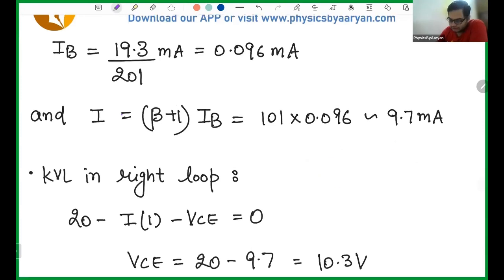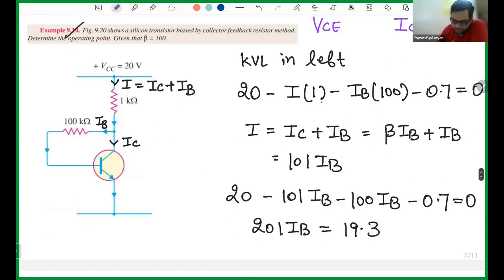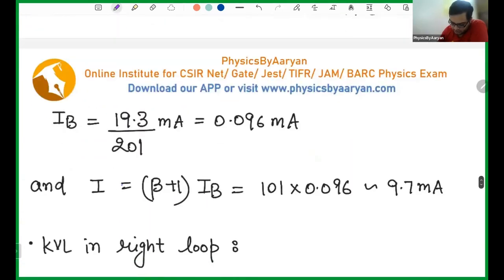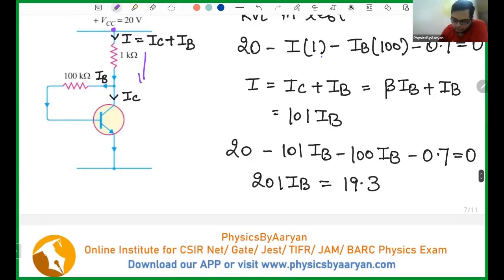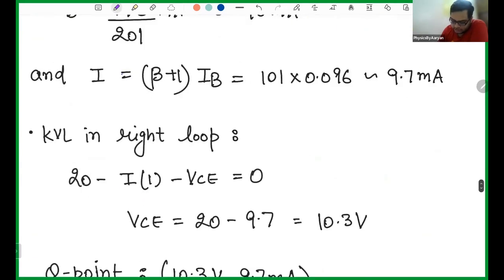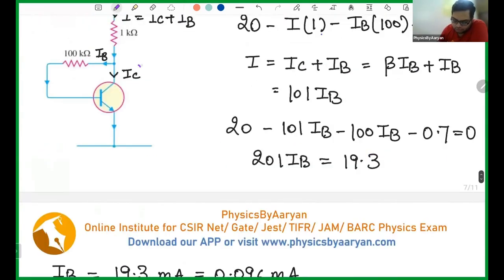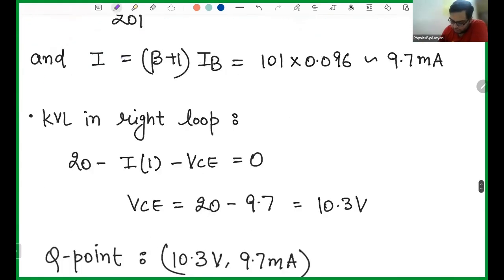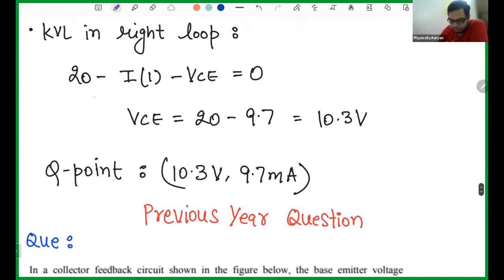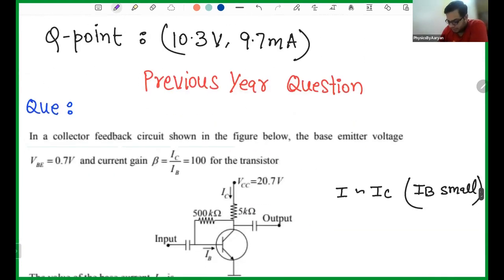Now let's apply the Kirchhoff voltage law in the right loop. I will start from here: 20. Then I will come down, so minus I into 1. And then I move from this point to this point, which will be minus VCE, equals to 0. So VCE will be 20 minus I. I is 9.7 milliampere, so this comes out to be 10.3 volt. So VCE is 10.3 volt and IC is 9.7 milliampere.